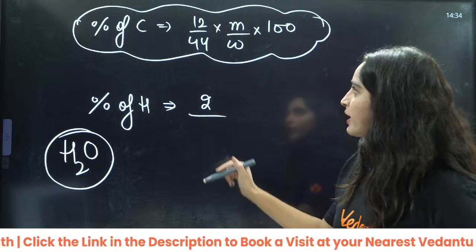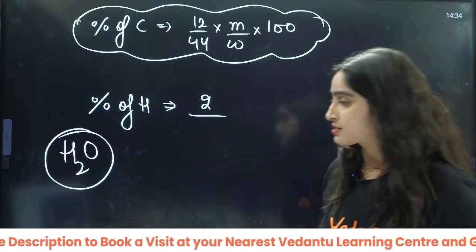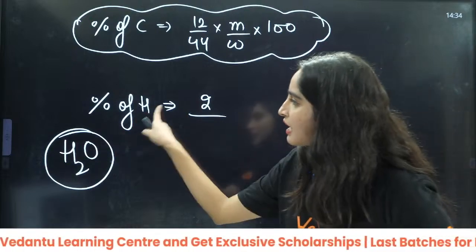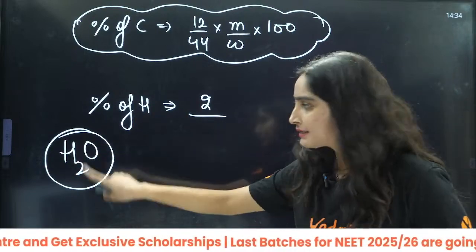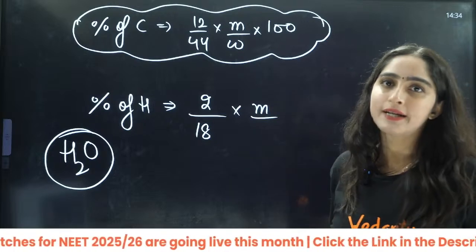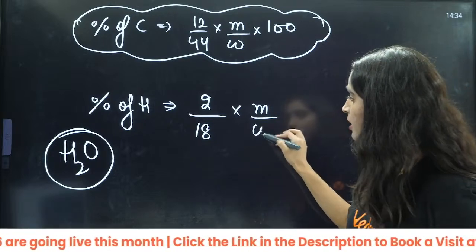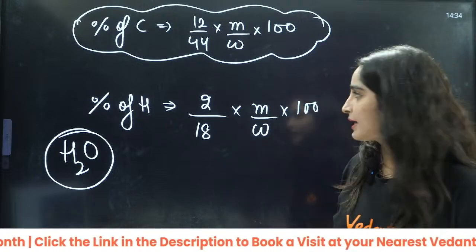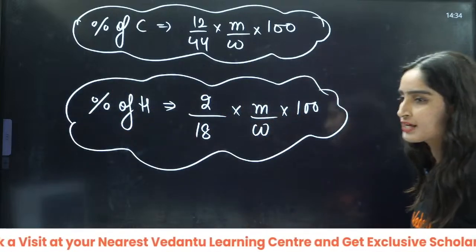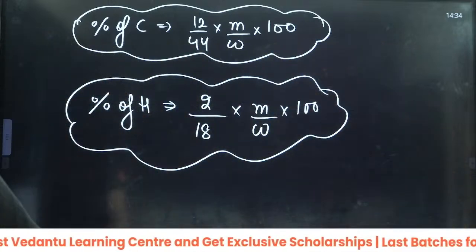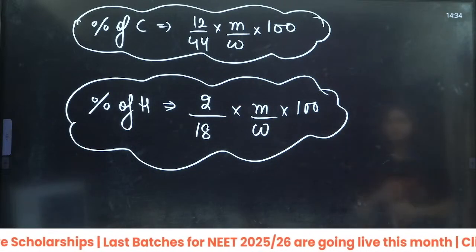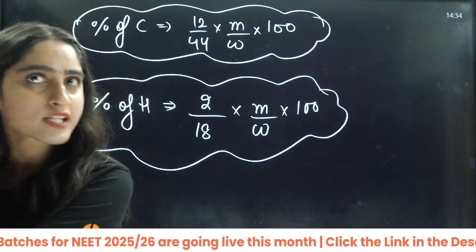So here you have the molar mass of hydrogen in that compound, divided by the molar mass of the detection compound, which becomes 18, multiplied by the mass of the detection compound generated in that reaction, divided by the mass of organic compound, and this becomes your hydrogen percentage. This becomes your formula for detection of hydrogen. Okay, chalo. Next method is the same.